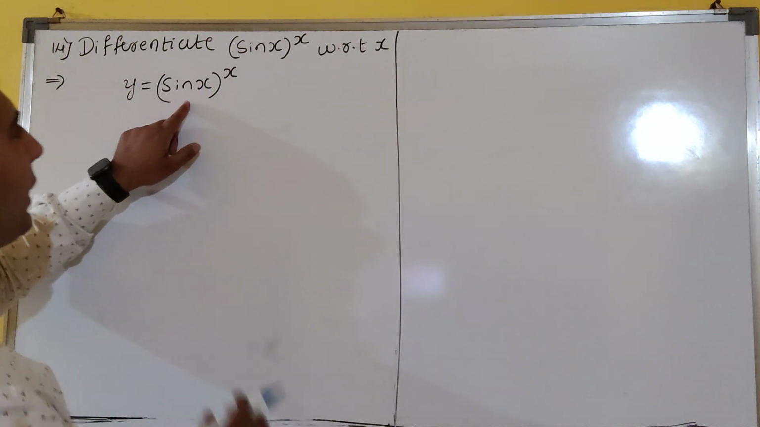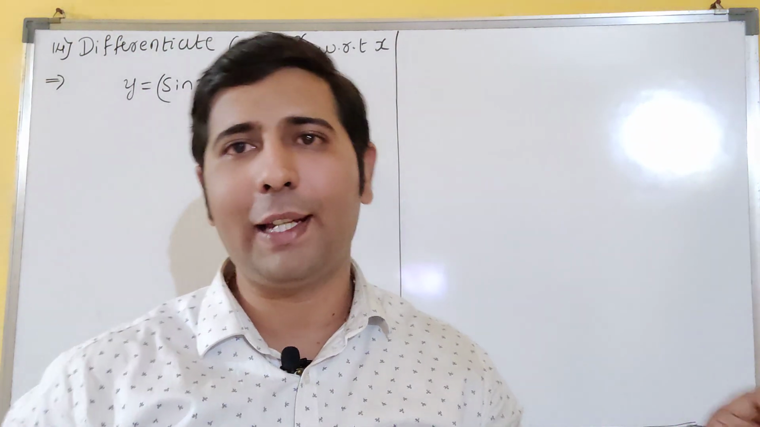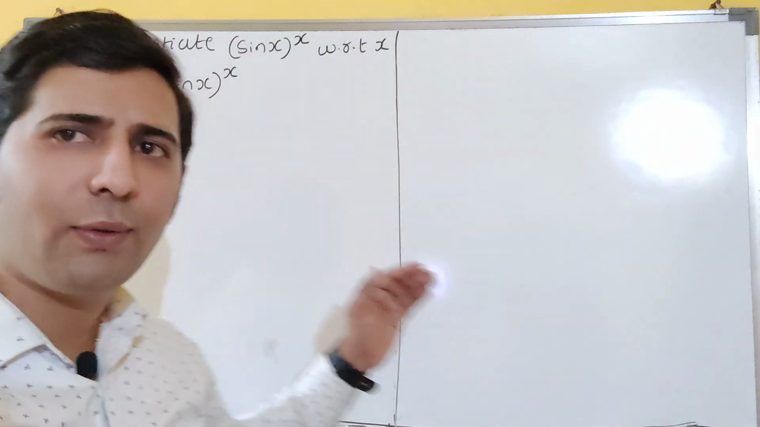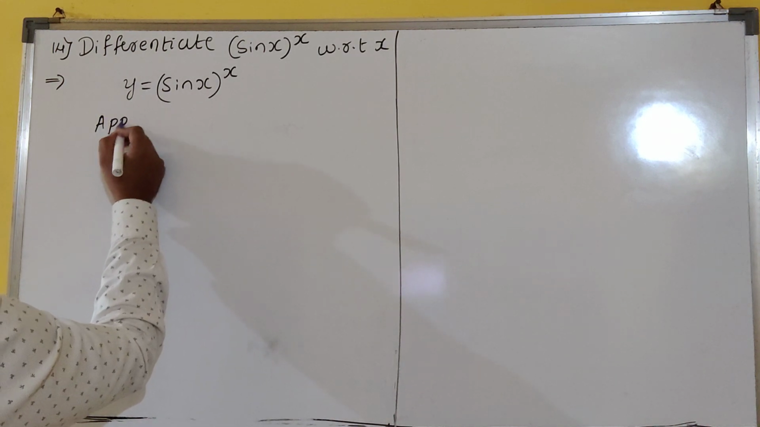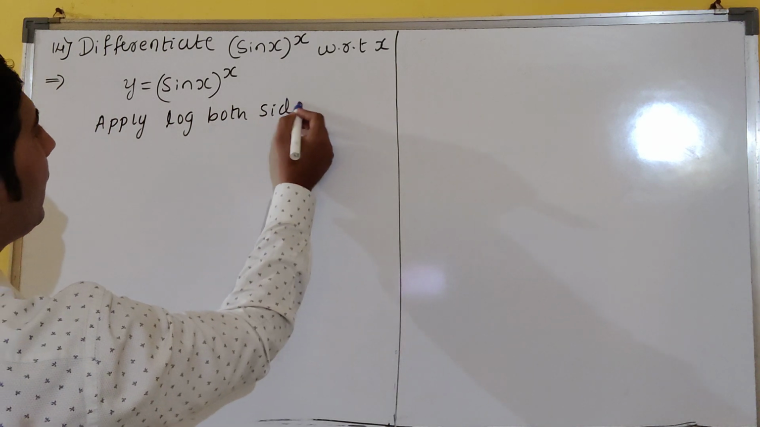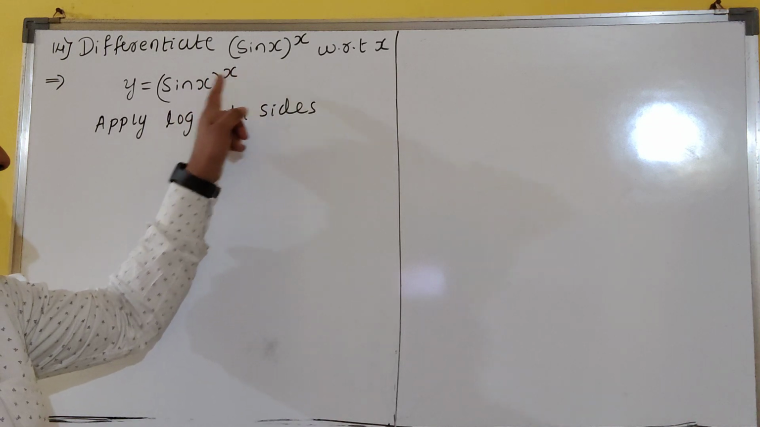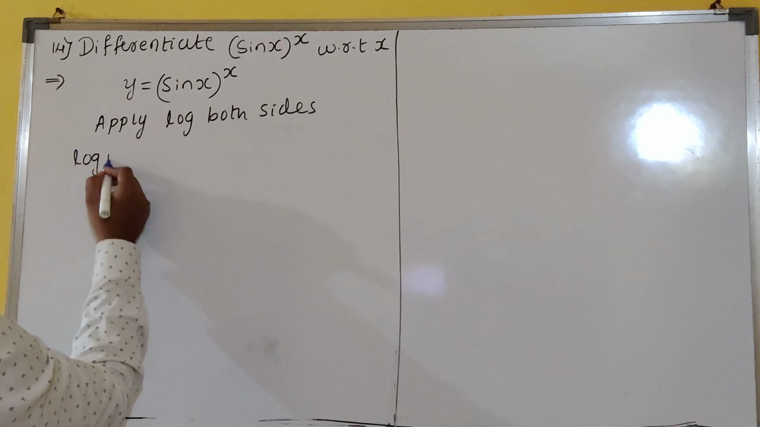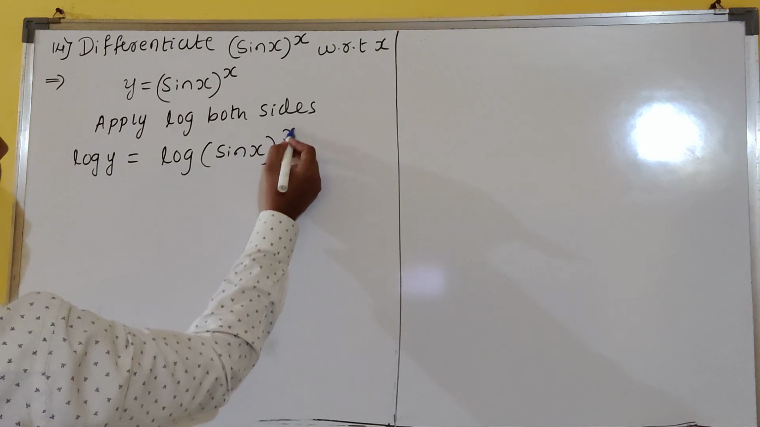So now there is a function over a function, a function in the power of a function. So at that time what will we do? In the last class also we have discussed something similar. So we will apply log on both sides, dear students. Clear? If it is a function over a function, we will apply log on both sides. So apply log: log y equals log of sin x raised to x, dear students.